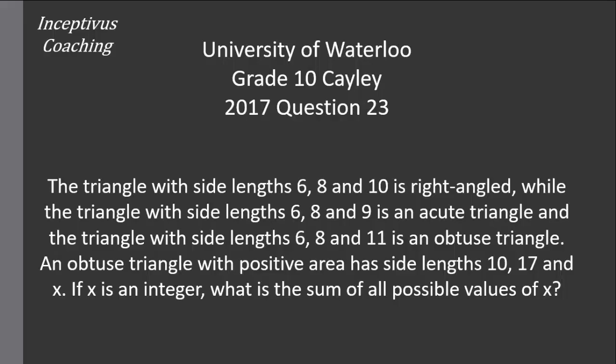Hi guys, today we'll discuss this trigonometry and counting problem from Waterloo's Grade 10 Cayley contest. This is question number 23 from year 2017, and I asked that the triangle with side lengths 6, 8, and 10 is right angled, while the triangle with side lengths 6, 8, and 9 is an acute triangle, and the triangle with side lengths 6, 8, and 11 is an obtuse triangle.